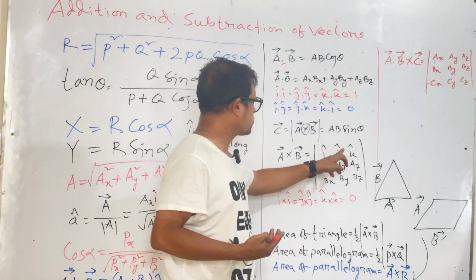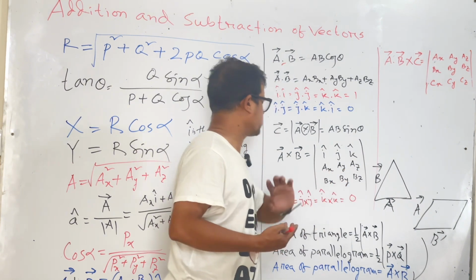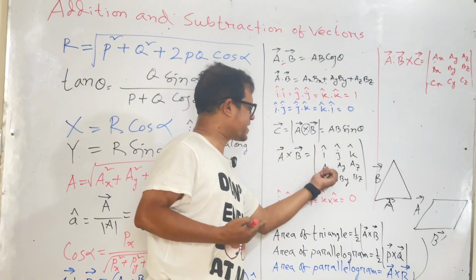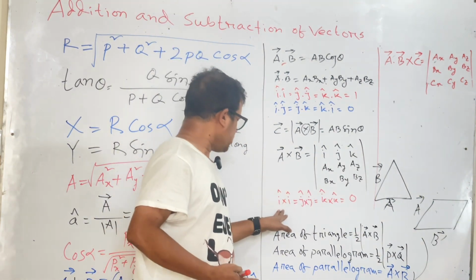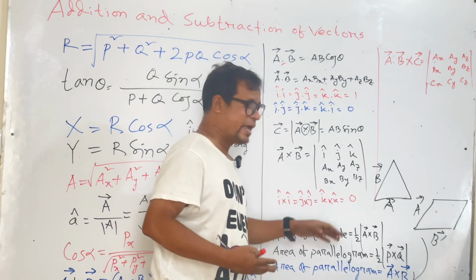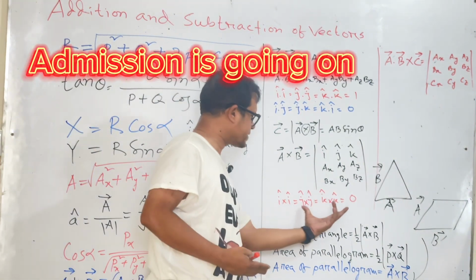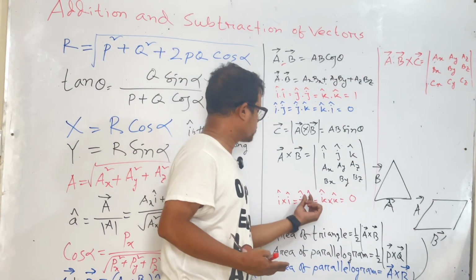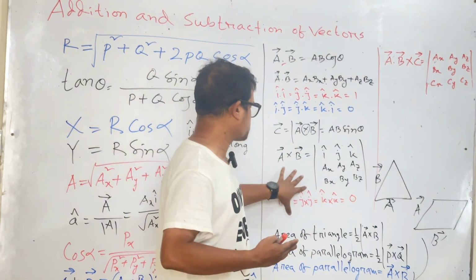We can write a cross b as a determinant with rows i unit vector, j unit vector, k unit vector; ax, ay, az; bx, by, bz. This is actually a determinant. Also, i cross i equals j cross j equals k cross k equals 0. This you have to remember. This is the cross product relation.